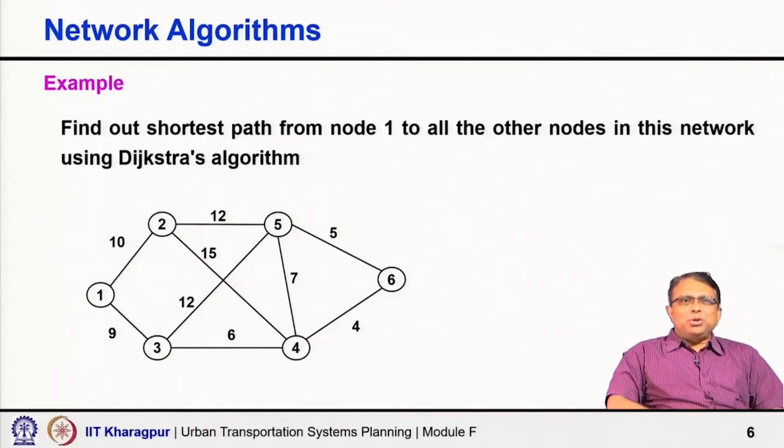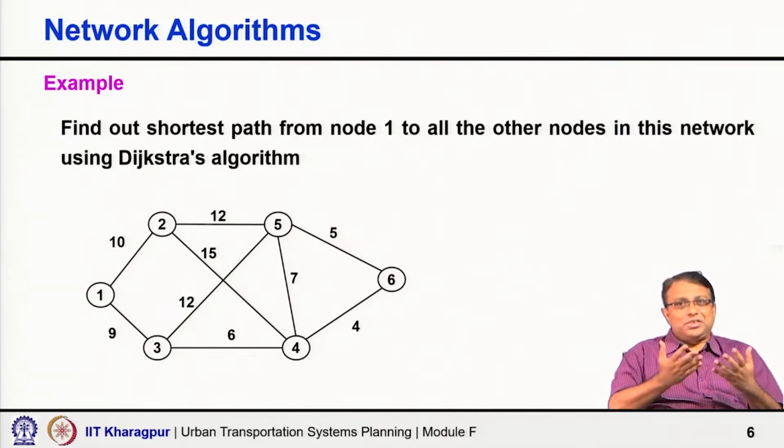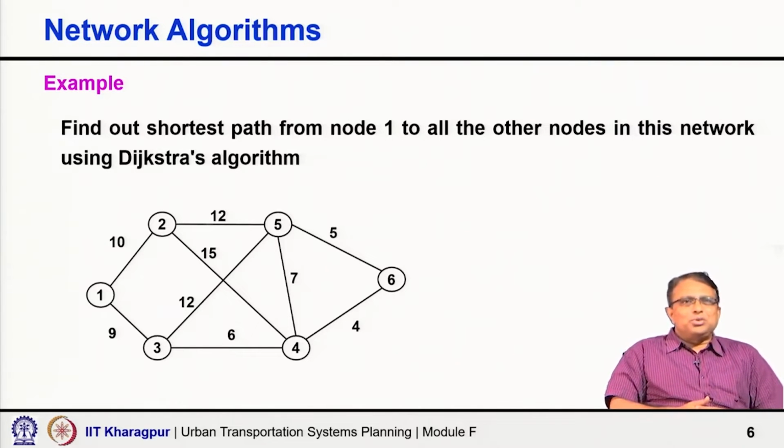I have taken an example where we have 6 nodes: 1, 2, 3, 4, 5, 6, and the links are given as per the existing connectivity, say 1 to 2, 1 to 3, 2 to 4, 2 to 5, 3 to 5, 3 to 4, 4 to 2 is there already, 3 is already there, 4 to 5, 4 to 6, and 5 is connected to 6. Those are the connections which are existing. Other connections are not there, and in each case the cost is known.